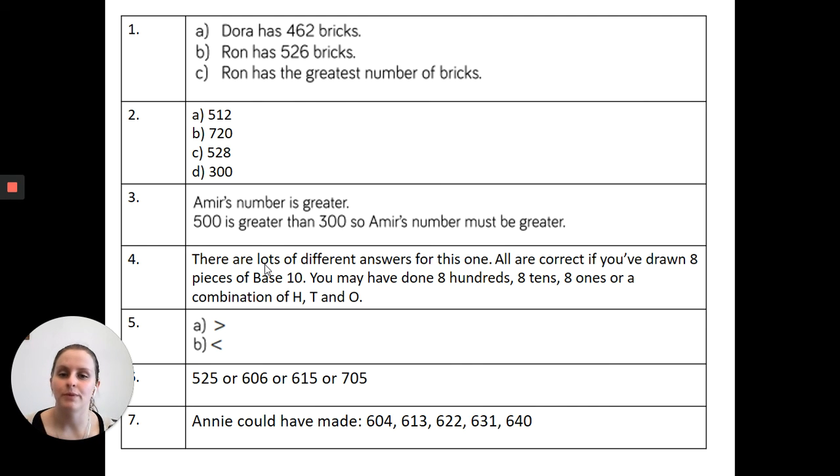So Amir's number is greater. 500 is greater than 300, so Amir's number must be bigger. Now, it doesn't matter what the other number was, because we know Amir has got 500s, and we can draw that. We know he's got more hundreds than the other number, so it doesn't matter about the 10s and 1s. He's got more hundreds, and that's the greater value.